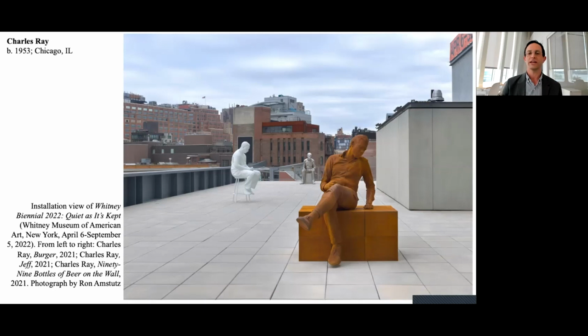Charles Ray has talked about this as like Jeff being the kind of Christ-like figure, Burger being the Eucharist, the beer being like the blood and the wine, so it having this religious connotation. And certainly none of these are figures that we would think about as kind of monumental sculptural subjects. They're not the heroic figures that we often find depicted in larger than life sculptures in public parks and public areas.